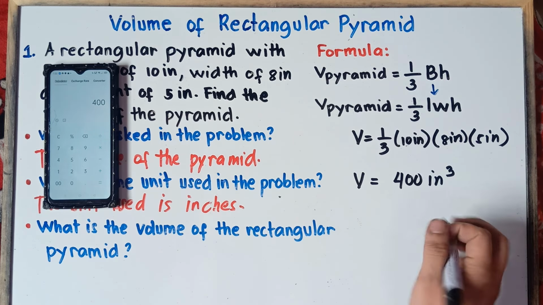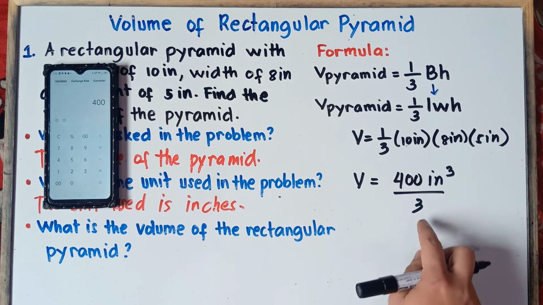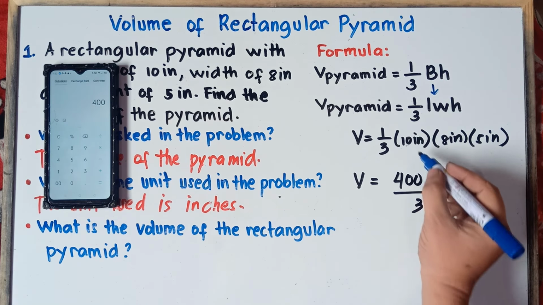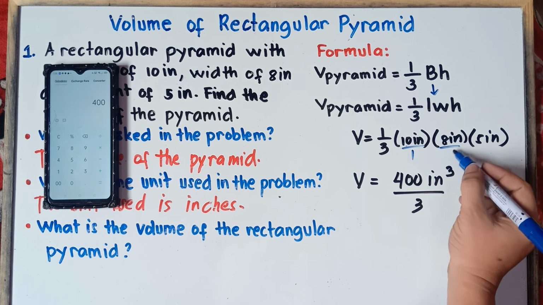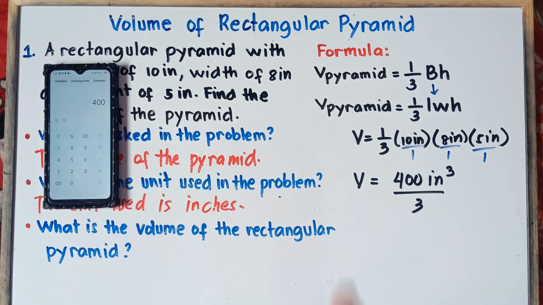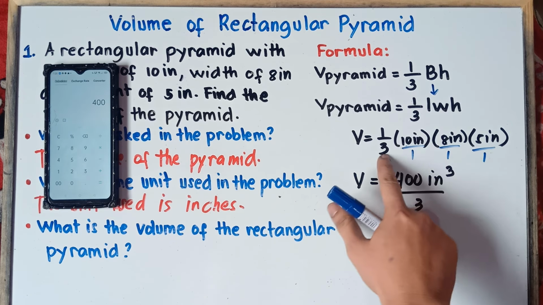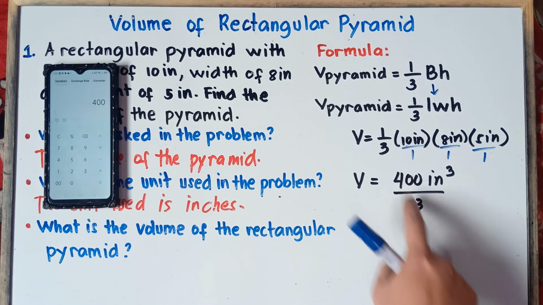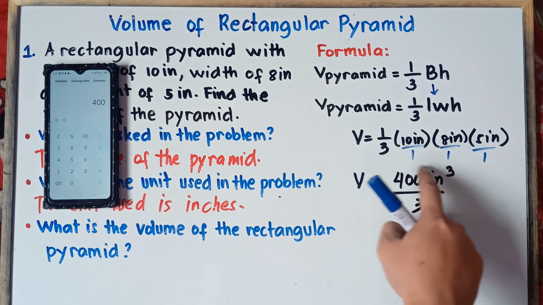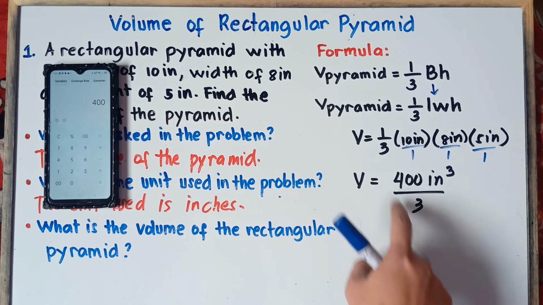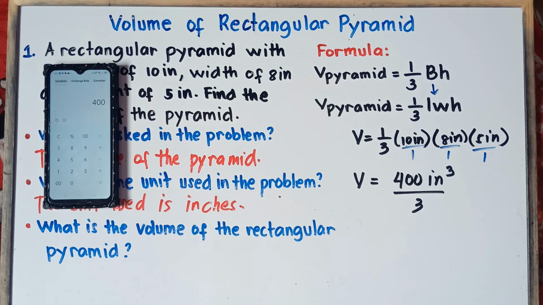Alright, and then copy 3. Now you'll be asking, sir, why is it copy 3? You can put 1 there for 10 inches over 1, and 8 inches over 1, that's okay. Understand that any number has a denominator of 1. Now, if you multiply the denominators, 3 times 1 is 3, times 1 is 3, times 1 is 3. So that's why we simply copy 3. And then simply divide, and you're all set.